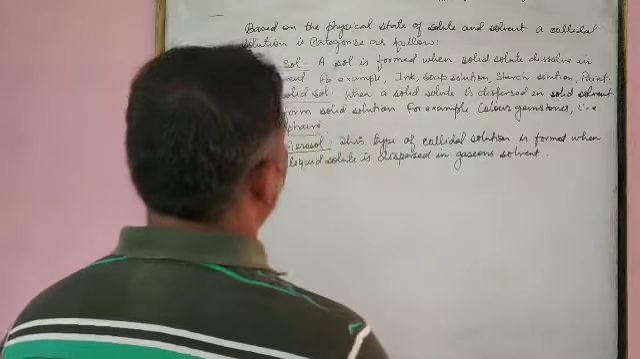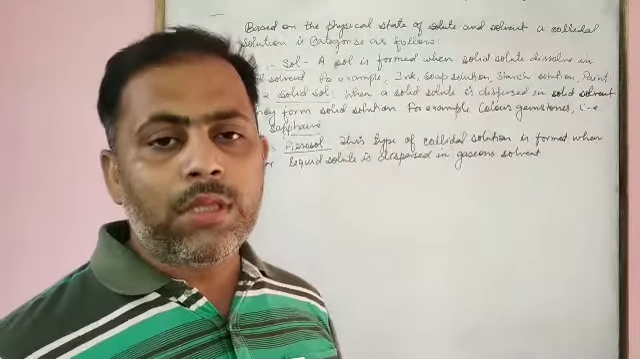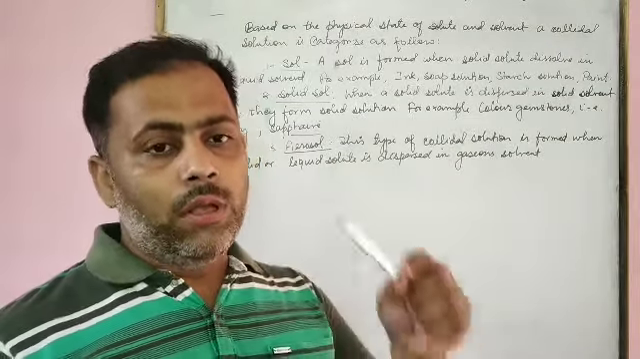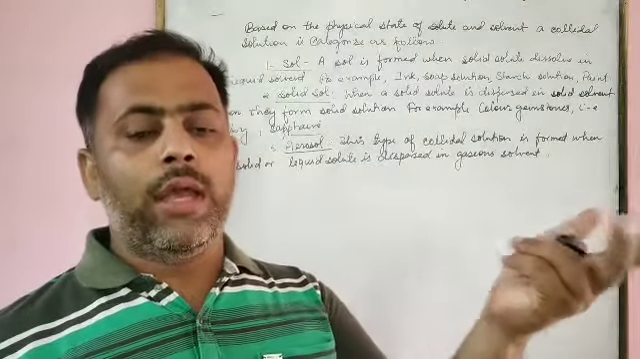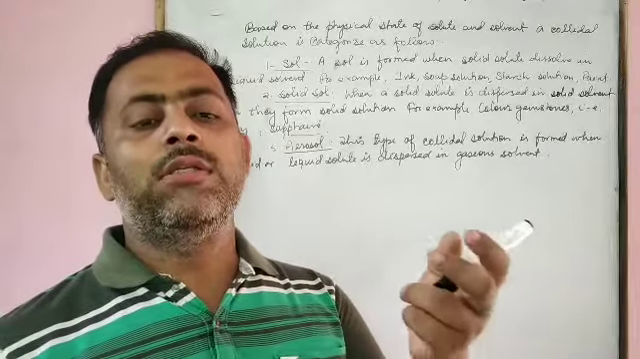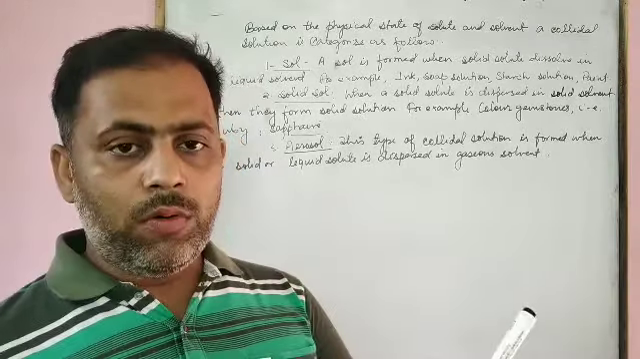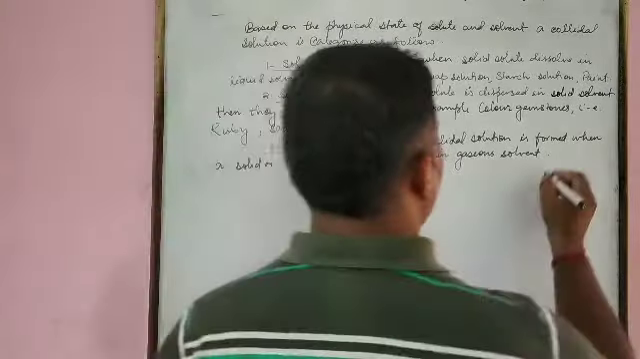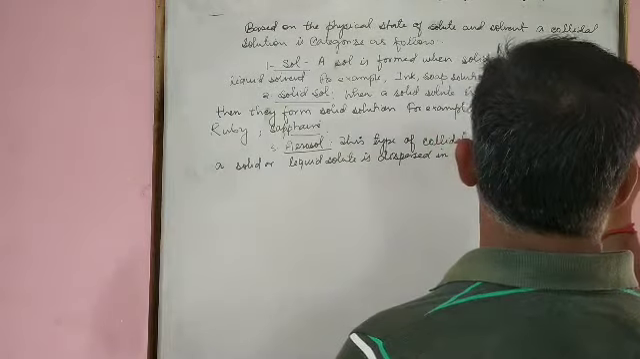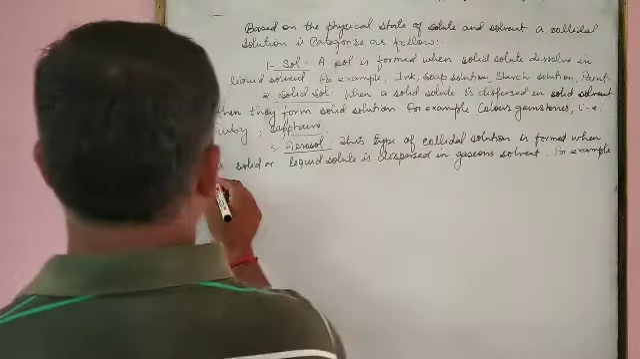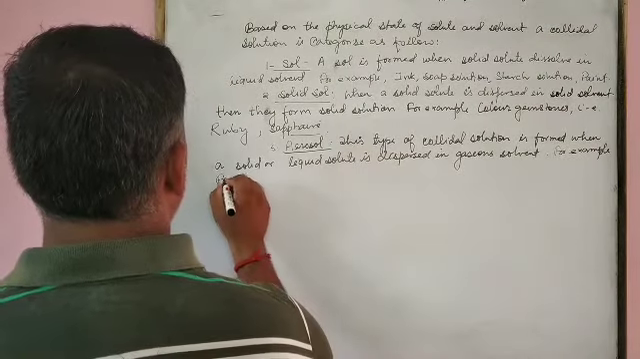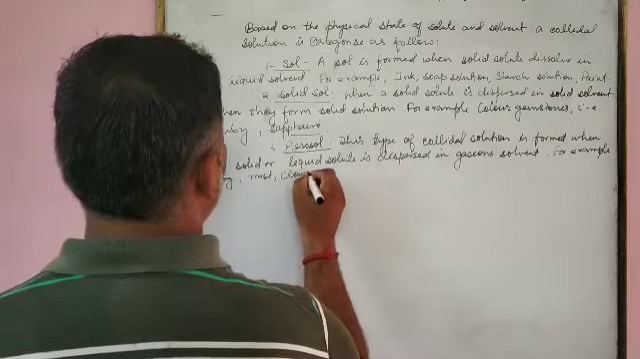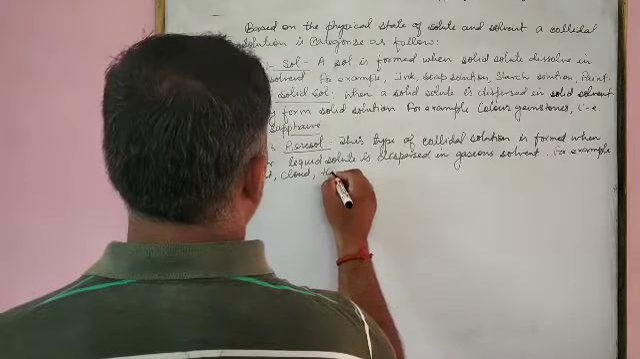We have various examples such as fog, mist, cloud, hairspray. You know, cloud is an example of liquid droplets dispersed in gas. When liquid is dispersed in gas, it is a type of aerosols. Cloud, fog, mist, hairspray, these are the example of aerosols. For example, we have fog. The next one, mist. The next one, cloud. The next one, hairspray.